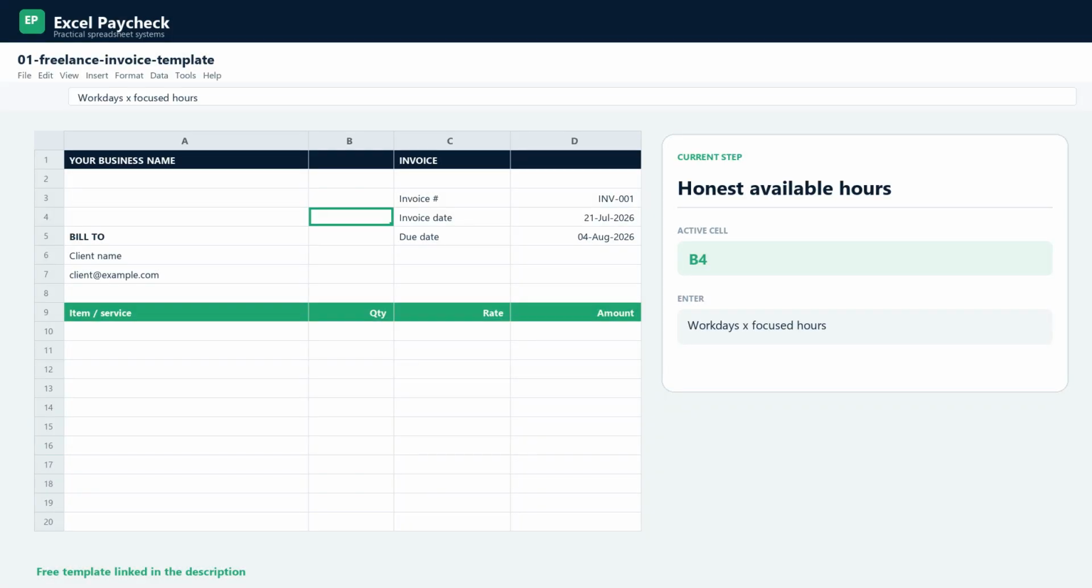In A4, type available hours per month. Count workdays times hours you can actually work, not a fantasy 60-hour week. Example: 20 workdays times 5 focused hours equals 100.